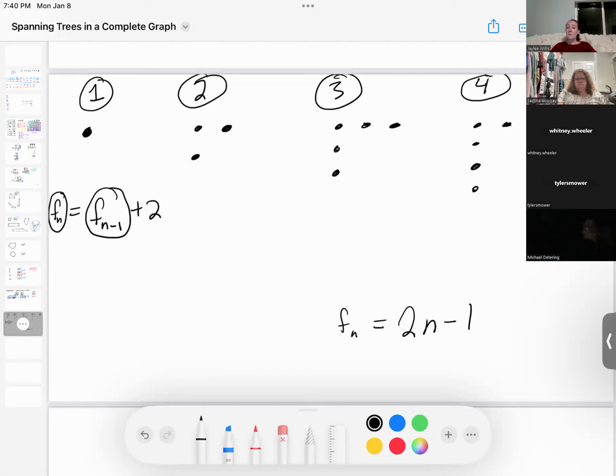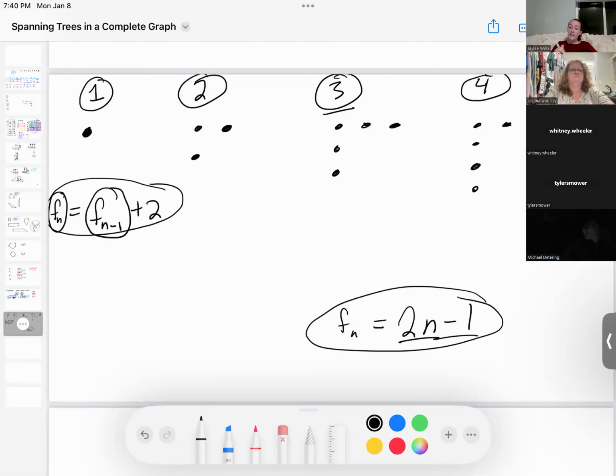It looks like that would work because, for example, if n equals 3, where we're looking at the third picture, 2 times 3 would give us 6 minus 1 equals 5, which is the number of dots in the third picture. So this is what's called a recursive function, which means it builds on the previous one. It's saying you take the previous one and you add 2 to it.